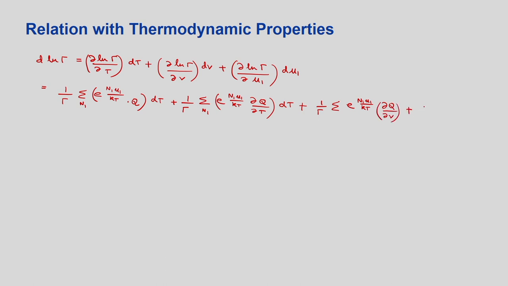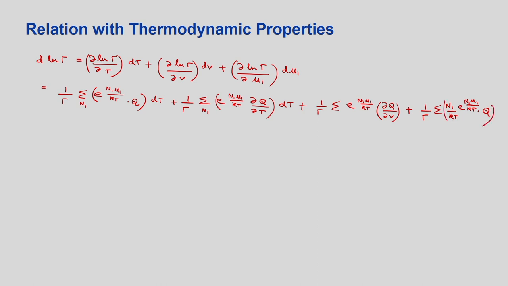And then you have another term which is for the chemical potential. So it will be summation of e to the power of n1 mu 1 by kT, n1 mu 1 by kT, then Q will be as it is. So these terms we have obtained.